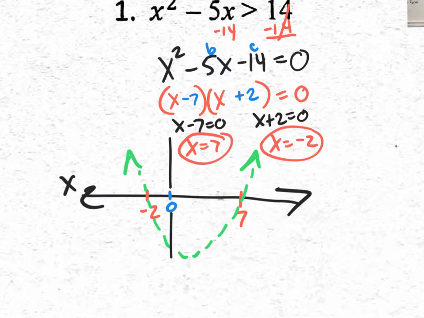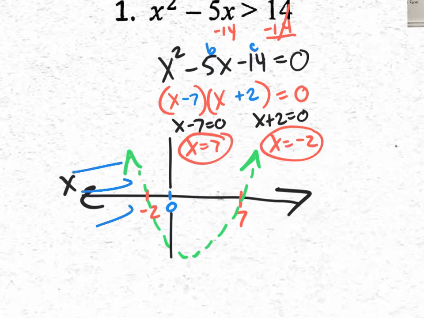I test a point. What point am I going to test? 0, 0. So if I plug in 0 for the x's in the original, 0 squared is 0, 5 times 0 is 0, 0 take away 0 is 0. Is 0 greater than 14? No. So does this work? No. So are you going to be shading the inside? No. You're going to be shading the outside, right?